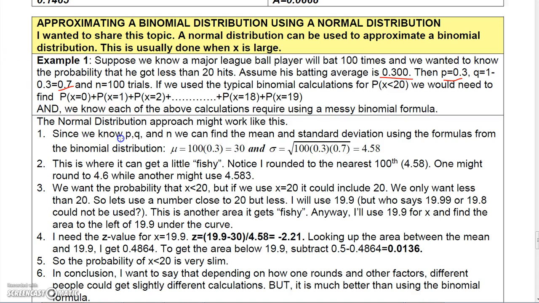We know p, we know q, and we know n. So if we know that, we can find the mean and standard deviation using formulas from the binomial distribution. Remember, the mean is np, so we just do 100 times 0.3 and get 30. So we would expect an average of 30 hits. And then if we use the formula for standard deviation, the square root of npq, we get 4.58.